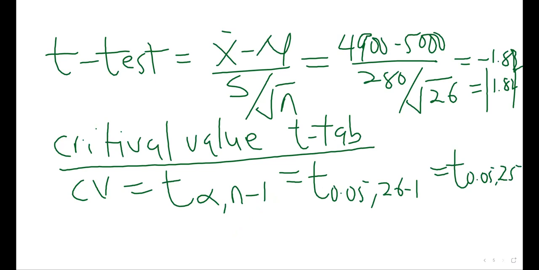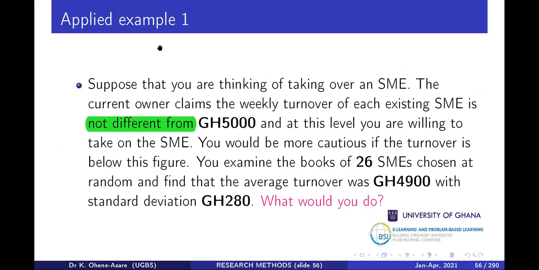So this is your critical value. Look at the name. It's also called T tabulated. Tabulated means that you need to get it from where? Roland, where do you get it from? From a table.